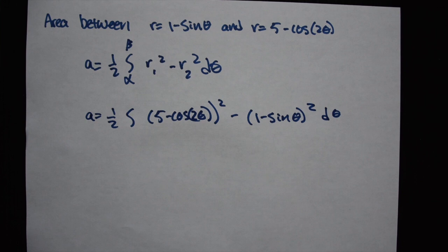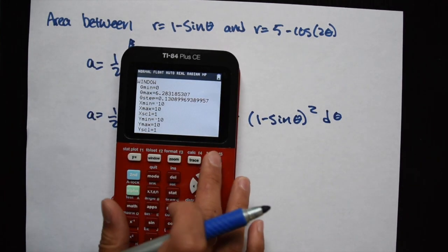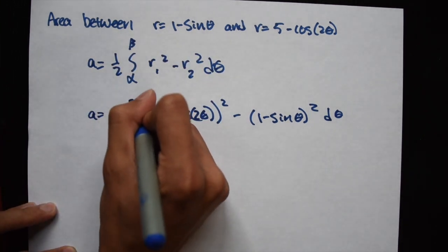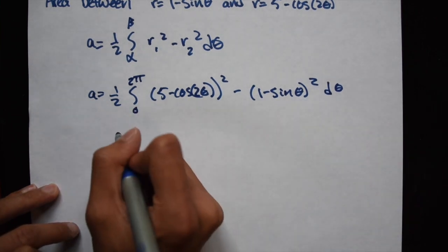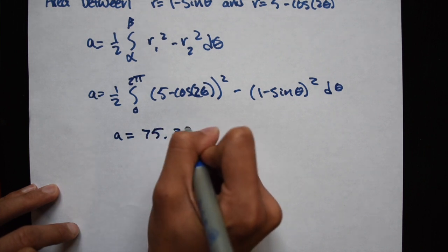Now on the calculator, I just had the bounds 0 to 2 pi, and it looks like it shows all of the graph, so I'm going to keep my bounds 0 to 2 pi. Now when we put that in our calculators, just like this, we can get that the area equals 75.398.